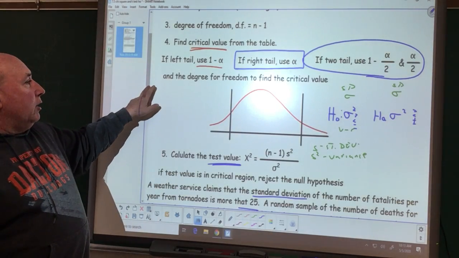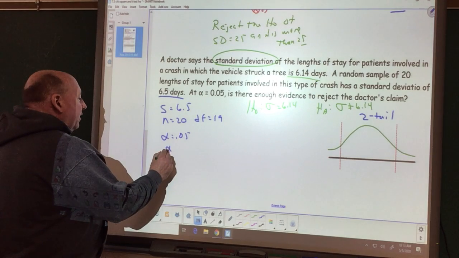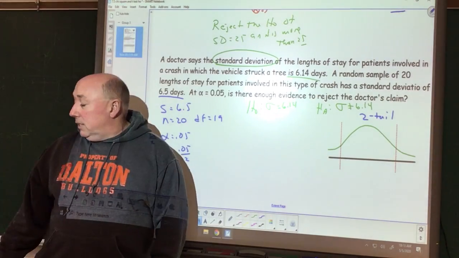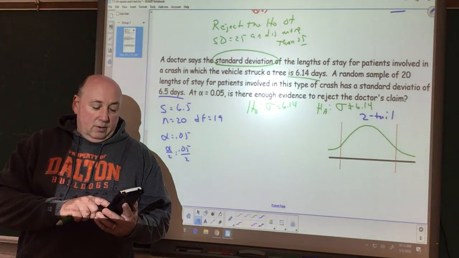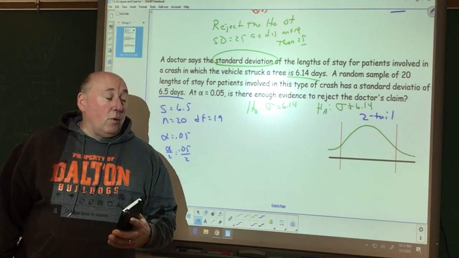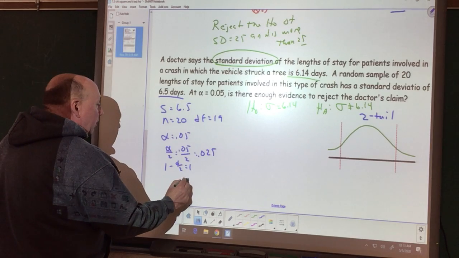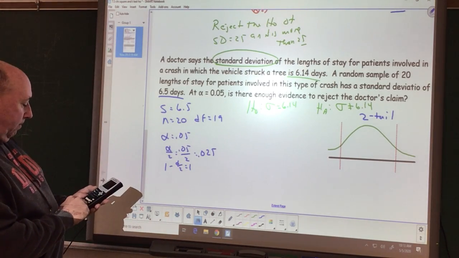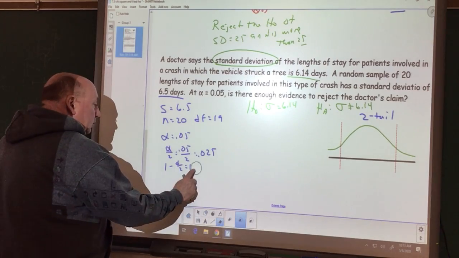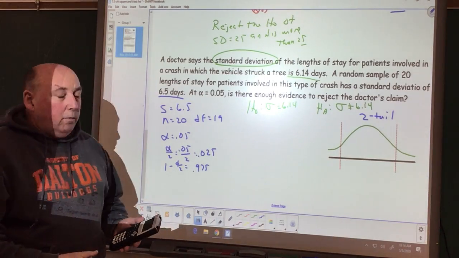On your chi-squared table, two tail, use alpha divided by 2, and 1 minus alpha divided by 2. So we have alpha divided by 2, which is 0.05 divided by 2. So you take your 0.05 divided by 2, and you get 0.025. And this 1 minus alpha divided by 2 is, so we have 1 minus that, we get 0.975 as our second value.